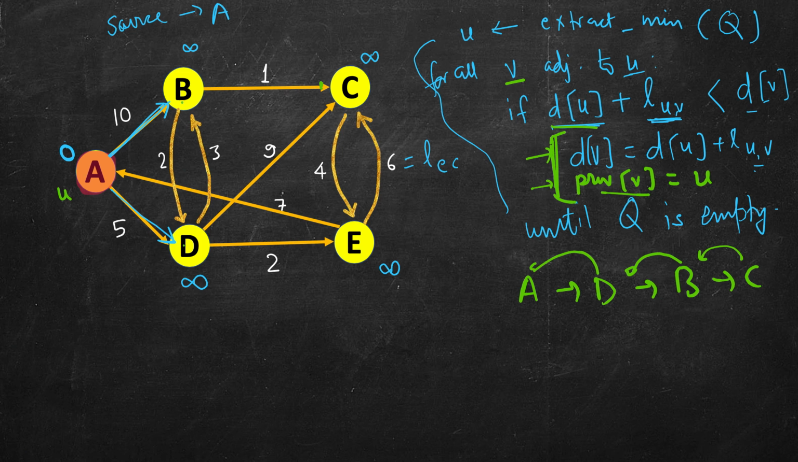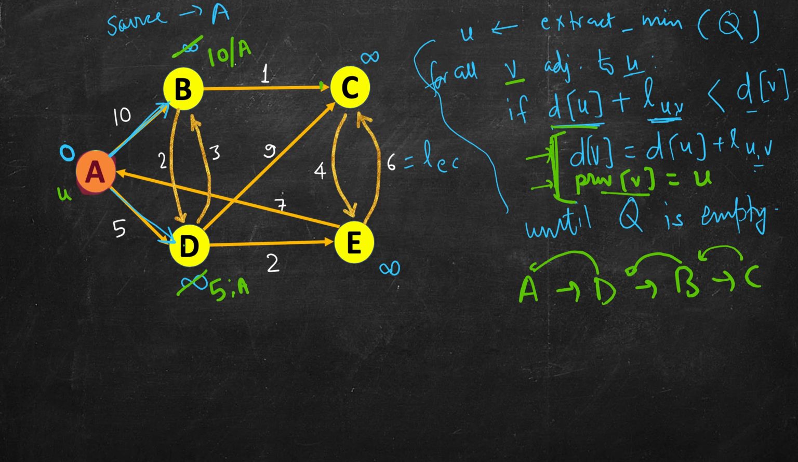So let's complete this example. Everything is infinity, this is 0, this is finalized. Next we got a better distance, U plus LV. So here it's 10. 10 is less than infinity and 5 is also less than infinity, and its previous we have set to A, and its previous is also set to A.